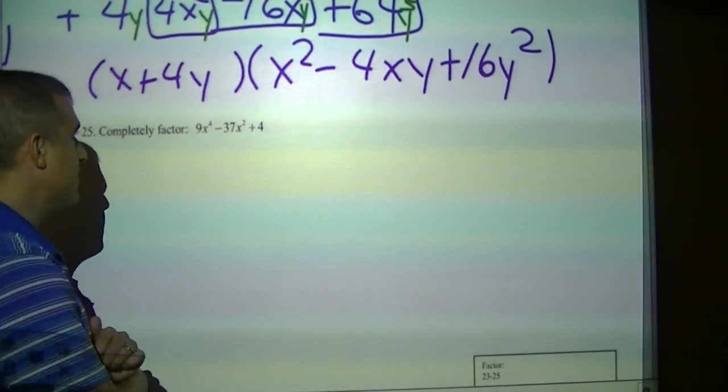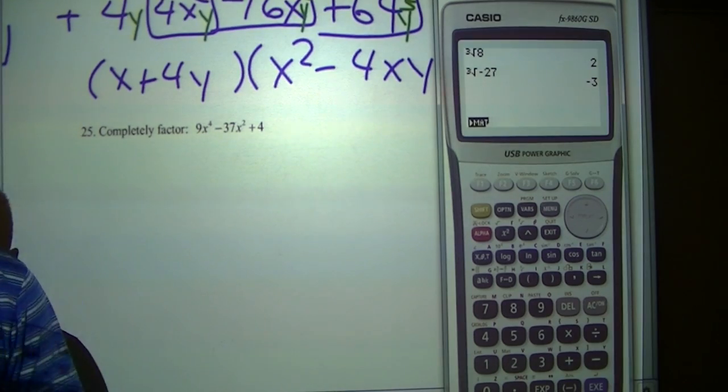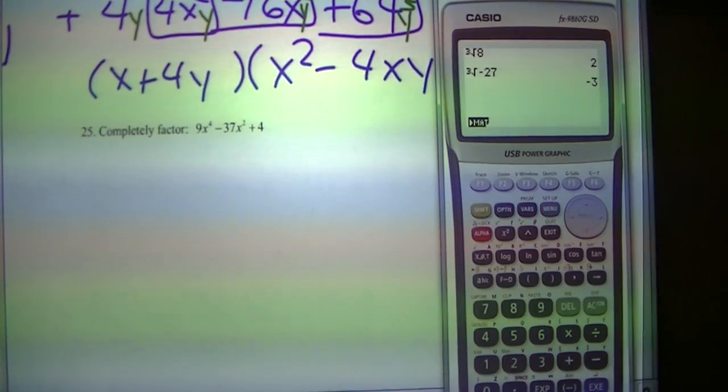All right, here's another one that you can do. You know, on my calculator, it doesn't eliminate quickly for that. Okay, so I'm going to go get another one.